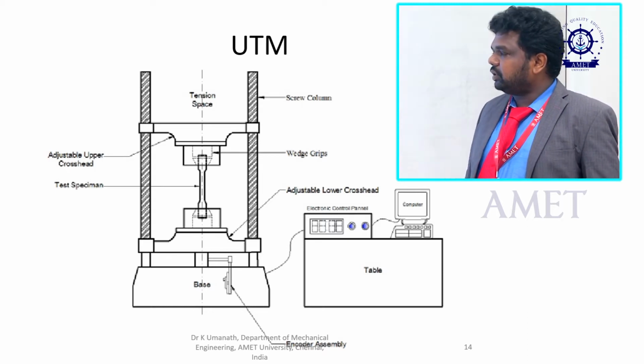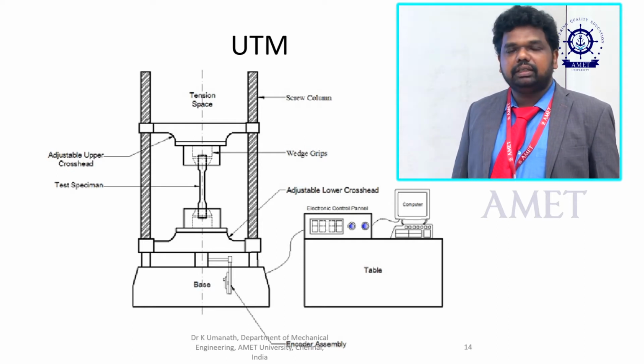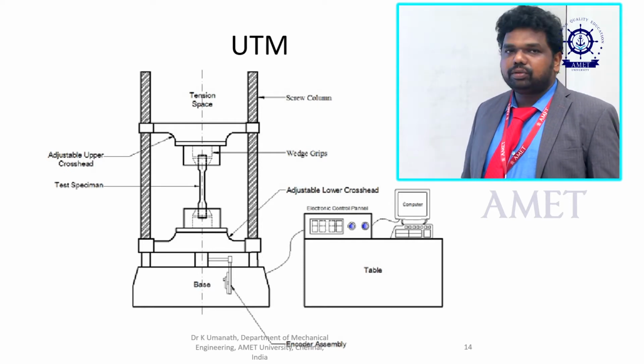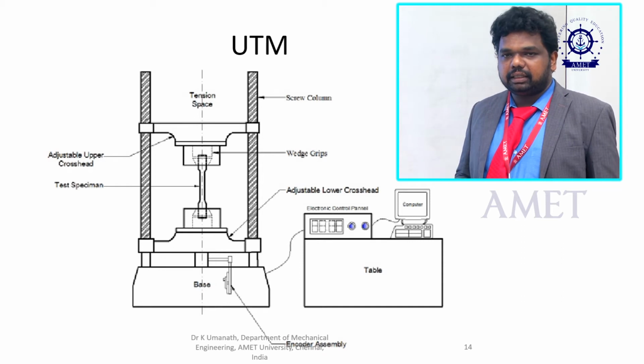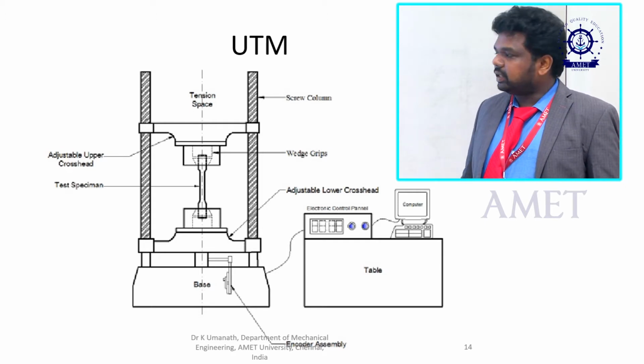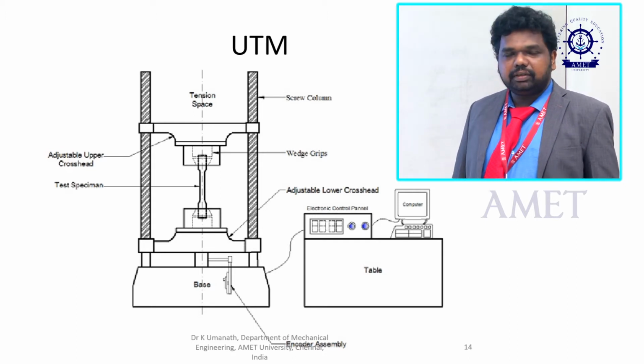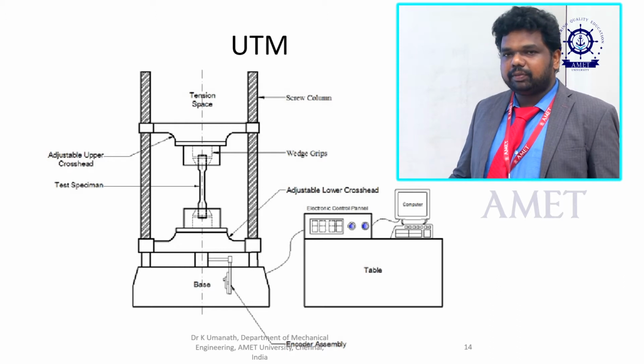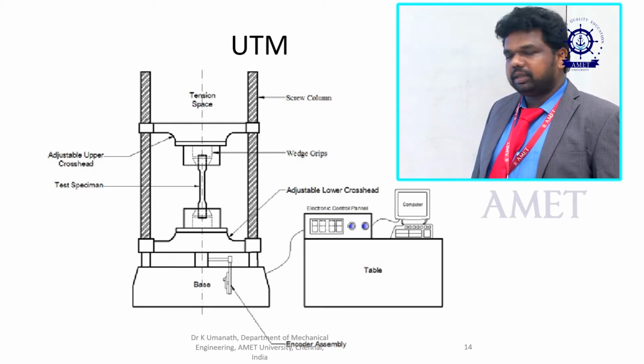For example, the UTM. UTM means universal testing machine. This machine is used to determine tensile strength, yield strength, ultimate strength, and may also be used for shear strength. With the universal testing machine, you can find out four types of properties.